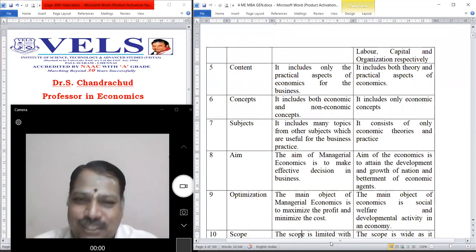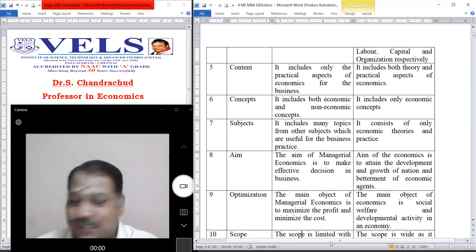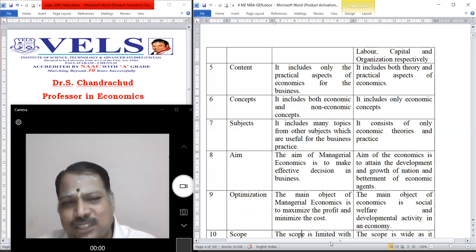Then about the subject, managerial economics includes many topics from other subjects which are useful for the business. It may be mathematics, statistics, accounts, engineering, or psychology, whichever subject. But when it is useful for business decisions, then it will be included in managerial economics. But traditional economics consists only of economic theories and practice.